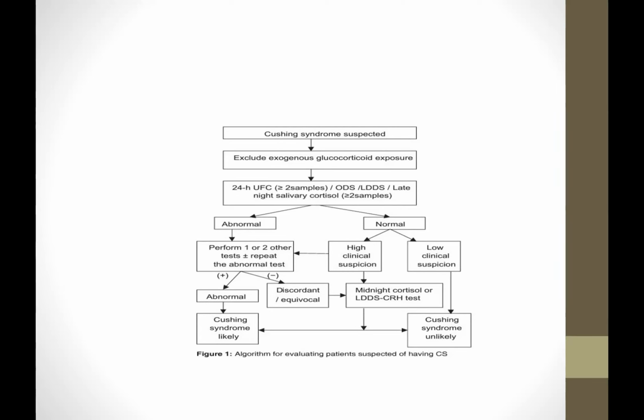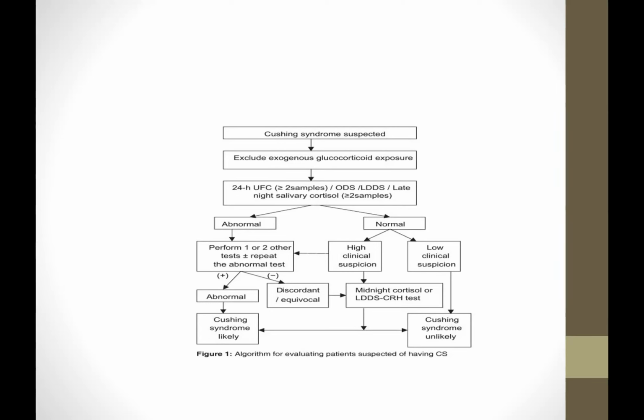Supposing low clinical suspicion, the initial two tests are normal. We have taken 2 samples, 2 types of tests, they are normal. Clinical suspicion is very low. You can say Cushing's is unlikely. Maybe follow them up after 6 months for symptoms as well as retesting. This is the algorithm.